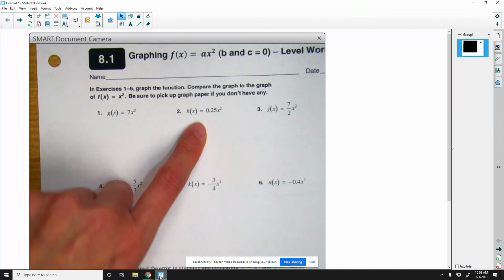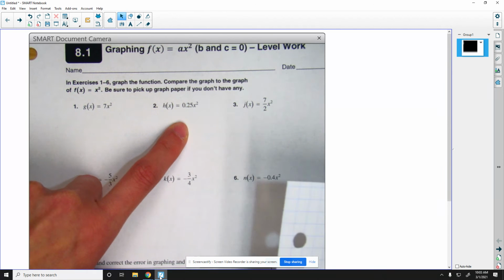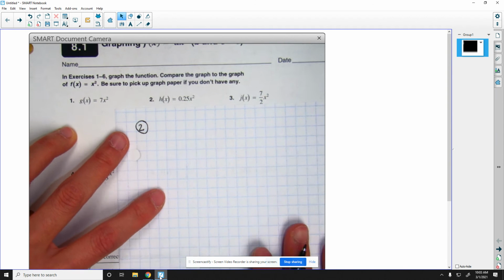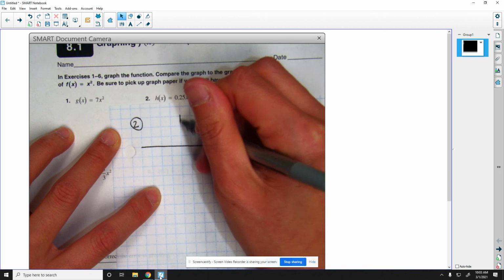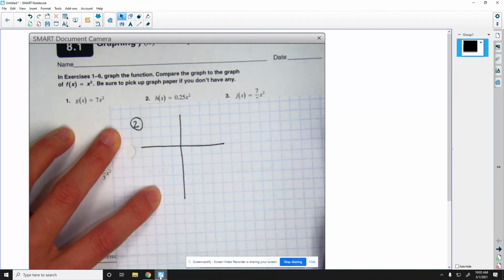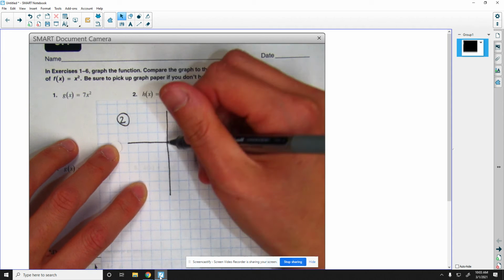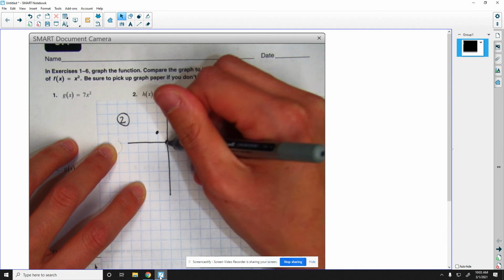When we compare, let me just do number 2 with you, because it's different than your starter. It says to graph it, so let's go ahead and graph it. Draw yourself an XY axis. Let's graph our parent function. Vertex in the center, up 1 over 1, up 1 over 1.